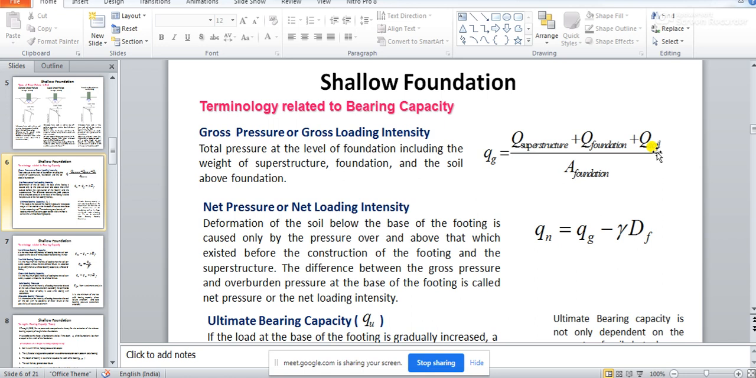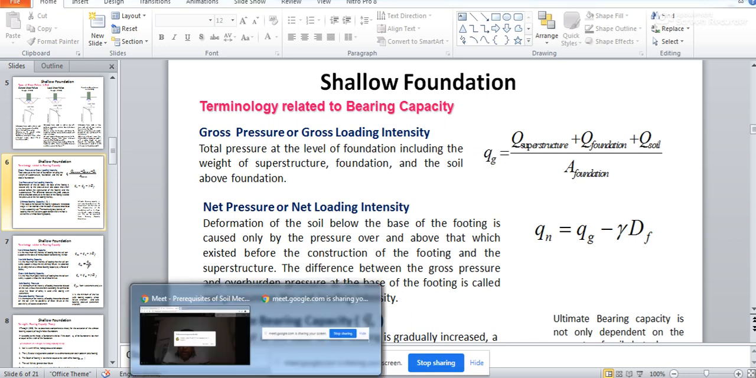So definition wise, it is the total pressure at the level of foundation, including the weight of superstructure, foundation, and the soil above foundation. I think this definition is very simple to understand, and we will denote this with the term Qg.